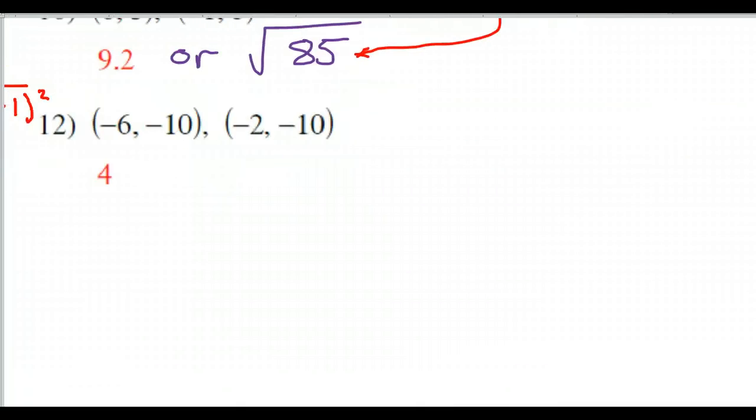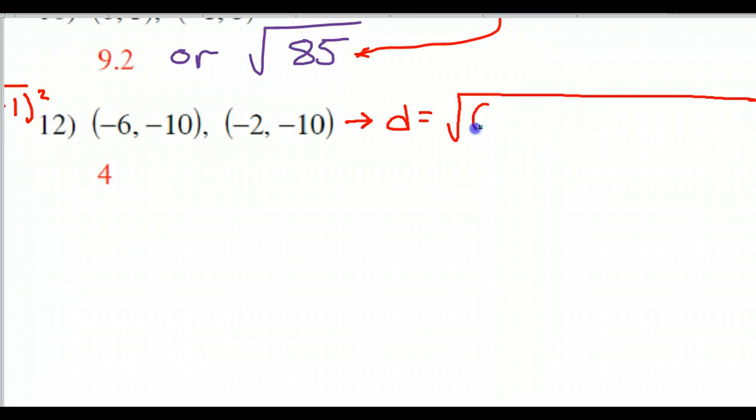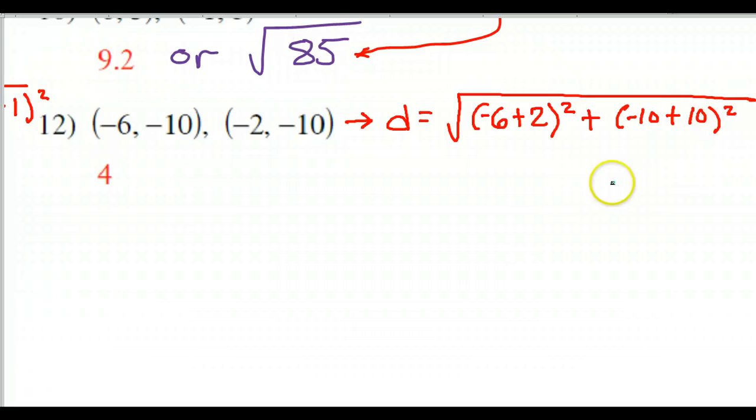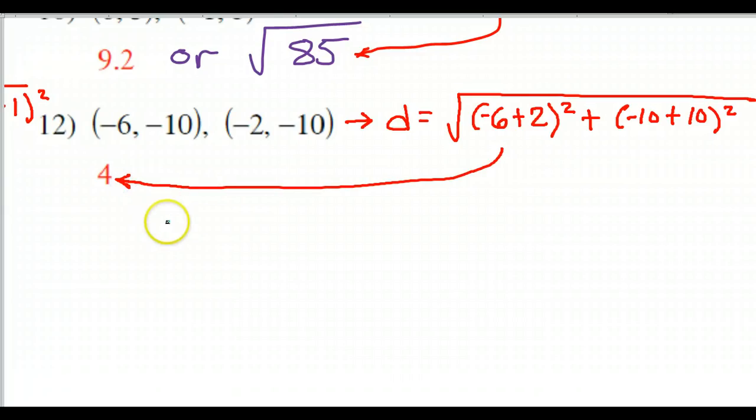And finally, number 12. X minus x, so negative 6 plus 2 squared. Then y minus y. So that's negative 10 plus 10 squared. If you put that in your calculator, you should get 4.